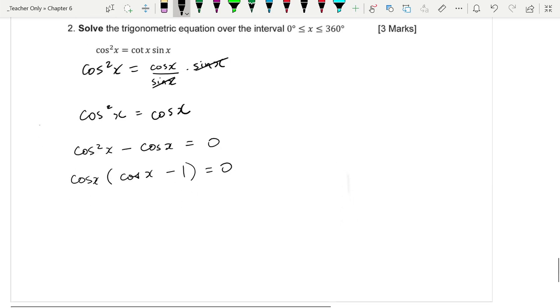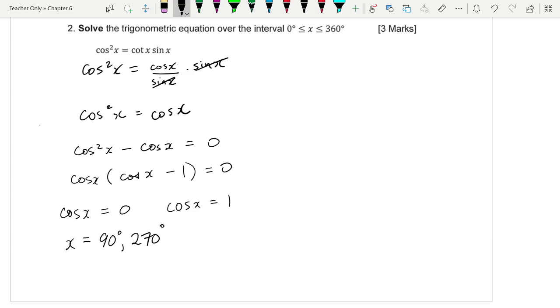And, okay, so that means I have two answers. The cosine of x is 0, and the cosine of x is 1. When is the cosine of x 0? Between 0 and 360, that happens at 90 degrees and 270 degrees, right? So there's two answers. And when is the cosine of x 1? We just did that. At 0 and 360. So 4 answers for that one.